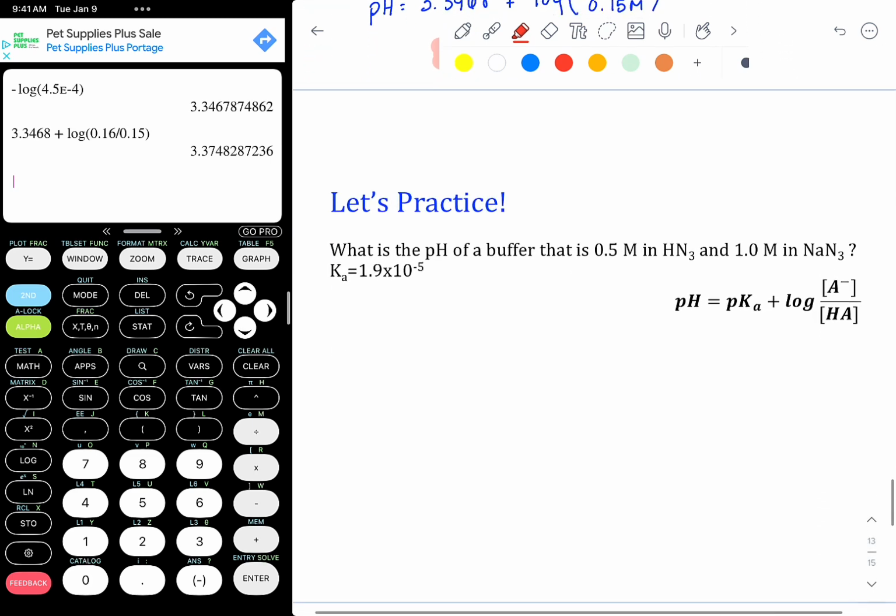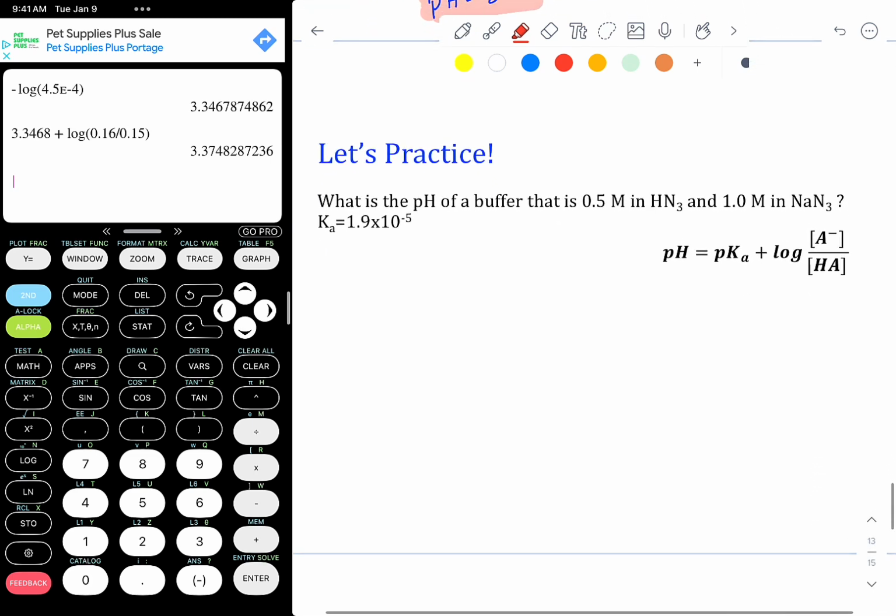So now let's try another one. This is very similar to our previous problems. So what is the pH of a buffer that is 0.5 molar in HN3 and 0.1 molar in NaN3, given that the Ka is 1.9 times 10 to the minus 5? So using your Henderson-Hasselbalch equation and what we did in our previous problem, pause your video and solve this problem independently.